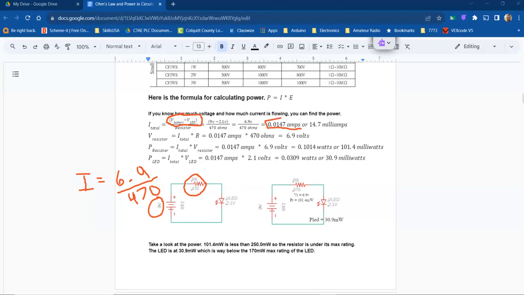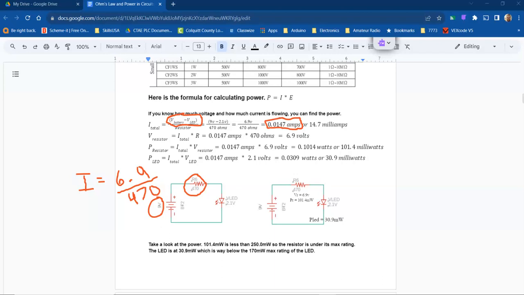That gives you 0.0147 amps because we divided a unit by a unit. Volts divided by ohms, those are units. We didn't do kilovolts, we didn't do millivolts, we did volts. So that gives you amps.